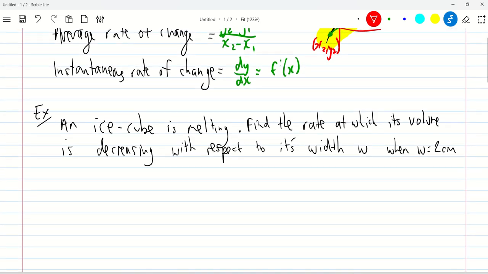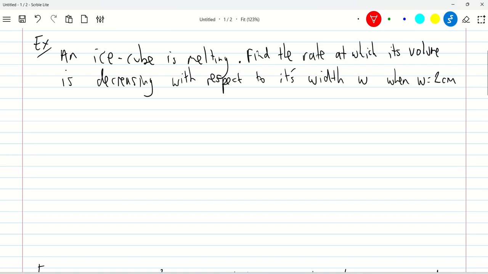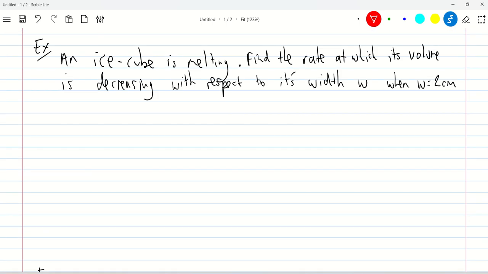So you've got an ice cube, right? And the ice cube is melting. We want to find the rate at which its volume is decreasing with respect to its width, W, when width is equal to 2 centimeters.